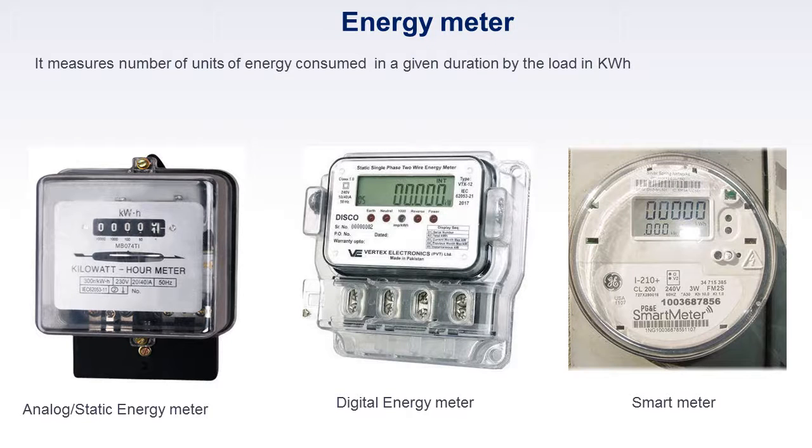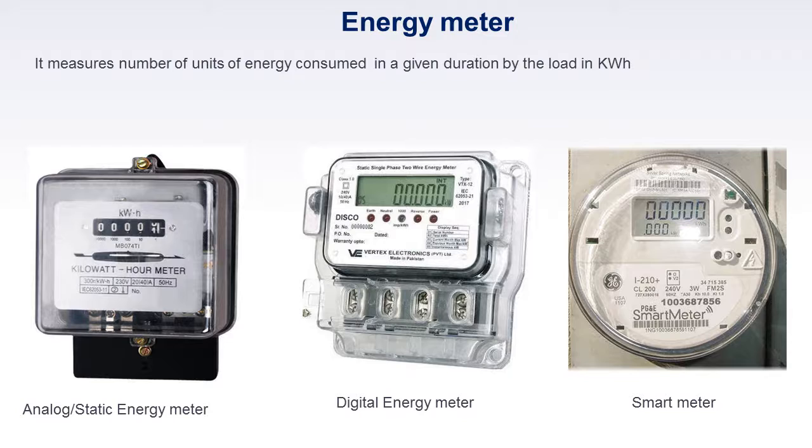Most important device in electrical measurement is the energy meter, because depending on your energy or number of units consumed, you will be getting electricity bill from the utility. Energy meter measures number of units of energy consumed in a given duration by the load in kWh. So energy is power into number of hours of operation, that is kWh, and 1 kWh is equal to 1 unit consumed. And on electricity bill you can see how many units consumed in a month, and you will get electricity bill on those number of units.